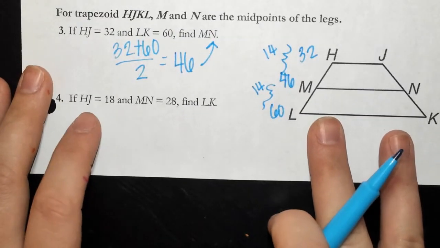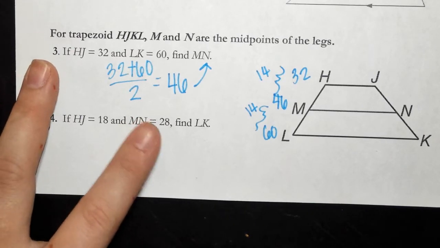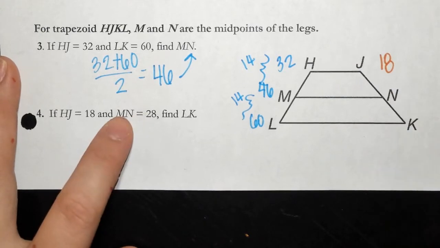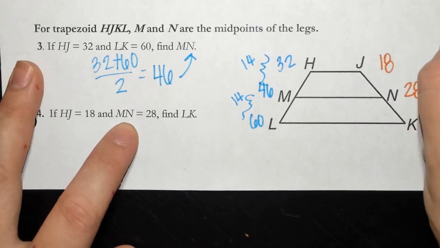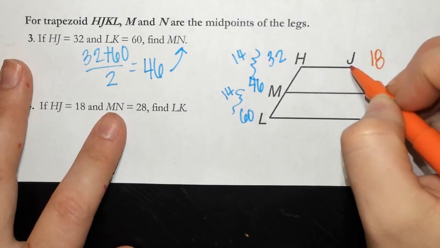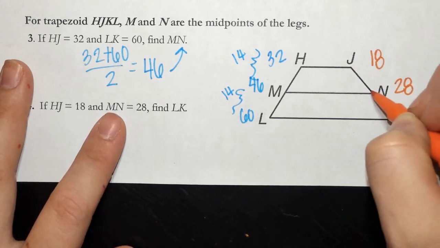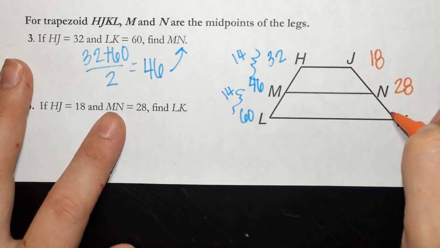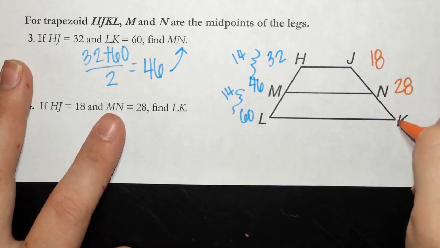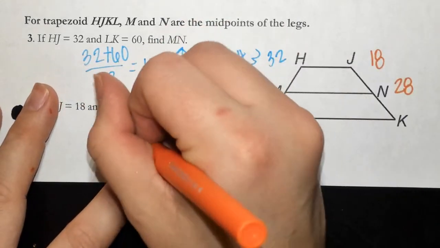Okay, you try number 4. Oh, this is a little different. Okay, so number 4 says if HJ is 18 and MN is 28. So there's 2 ways we can go about this. Isn't the difference between your base to the middle 10? Yeah. So wouldn't the difference between the middle to the other base also have to be 10? 38. So if it's from here to here is 10 steps, to get from here to here has to be 10 steps as well. So your answer would be what, class? 38. Yep.